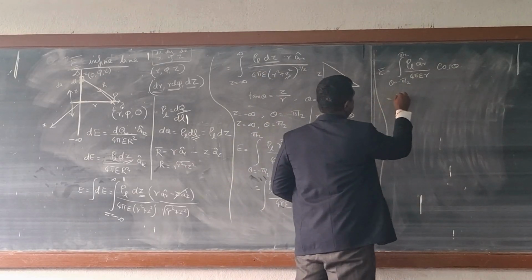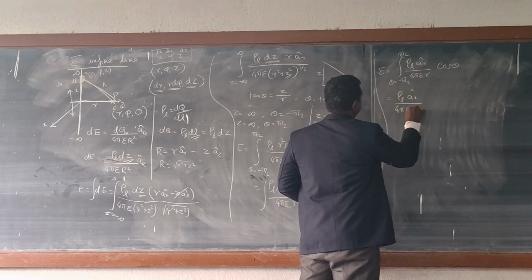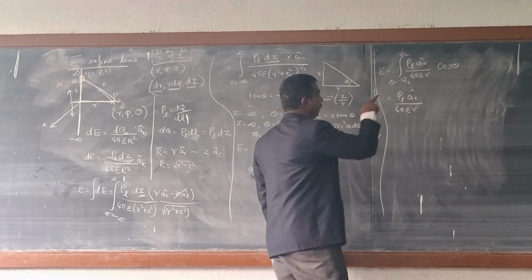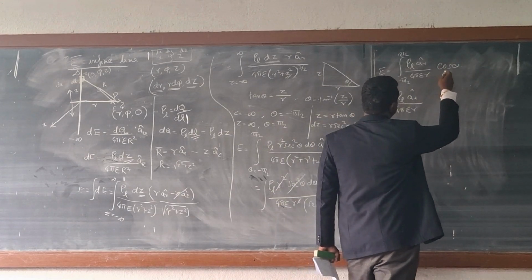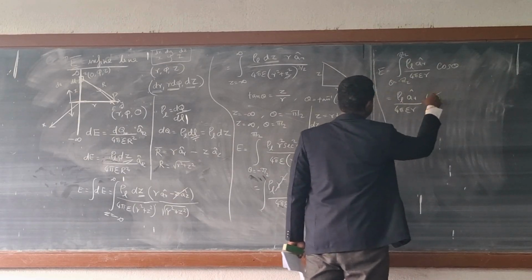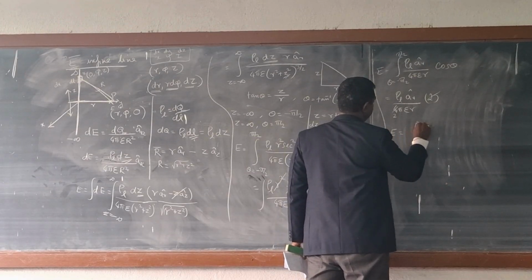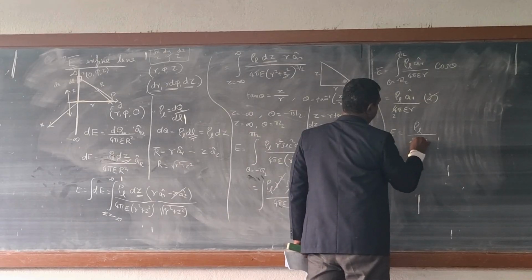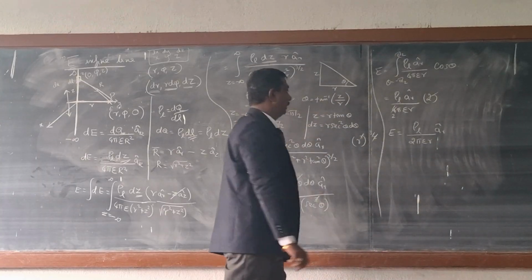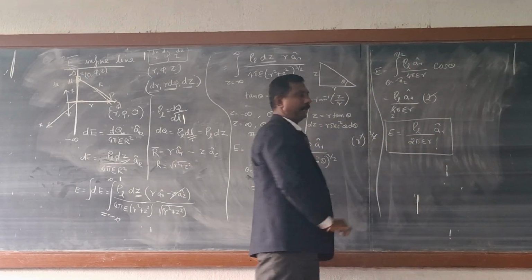Now you take all these constants outside, divided by 4 pi epsilon R. You integrate cos theta and substitute this. You will be getting 1 by 2 and 1 by 2, it will be 2, right? So this 2 and 4 will get cancelled. So the expression of E vector will become rho L by 2 pi epsilon R, A R cap. This is the final expression of electric field due to infinite line charge.